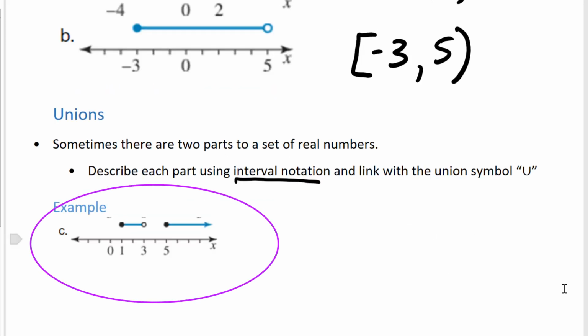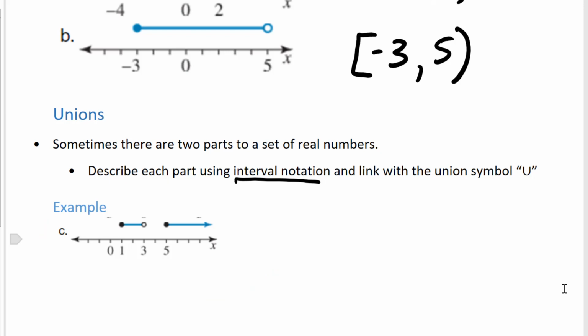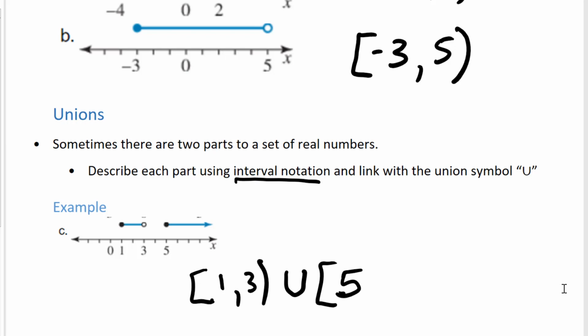So what brackets are we using for 1 and 3? 1, 3, 3's not included. And we're unioning it. Don't think that's a word. It's unionized. Square bracket for 5, because 5 is a closed circle, it's included. And what am I going up to? Infinity. We use round brackets for infinity.